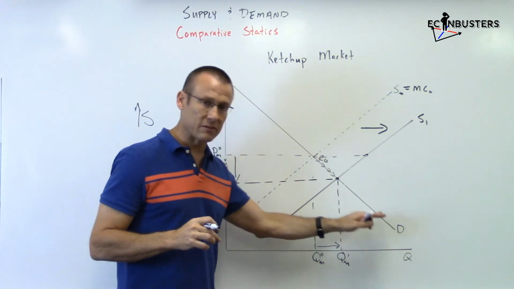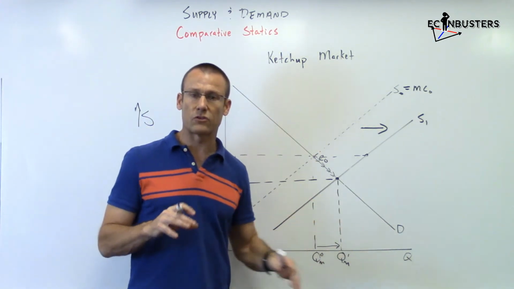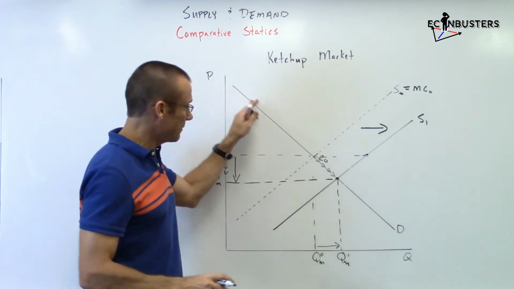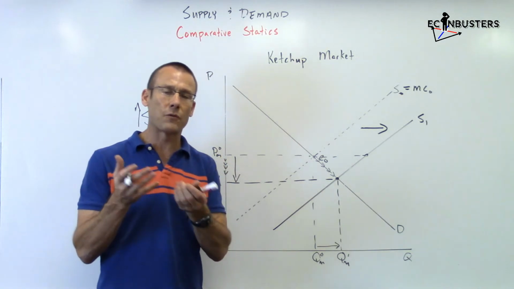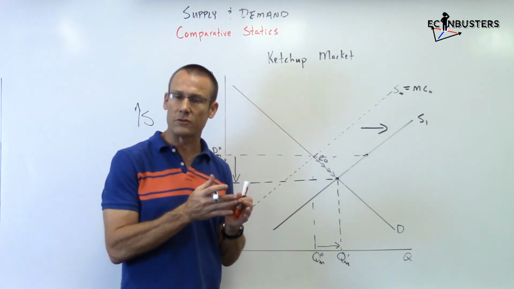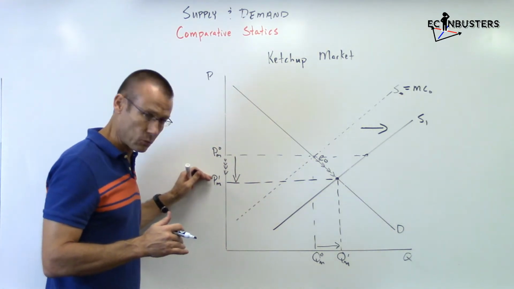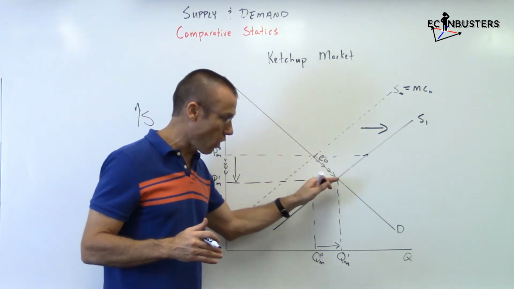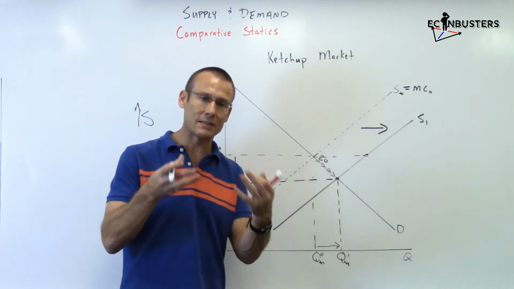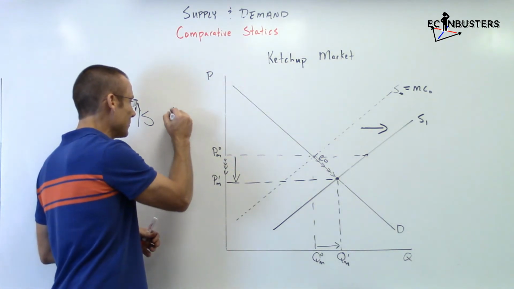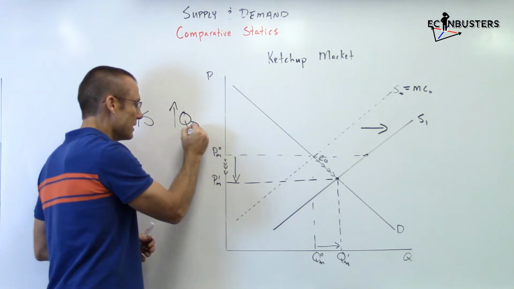We still have the same QD price relationship we've always had. The same demand curve is still there. Nothing fundamental about the QD price relationship changed. It's just that price went down. So we moved along the demand curve, which is an increase in quantity demanded. So I'm going to write increase in quantity demanded.